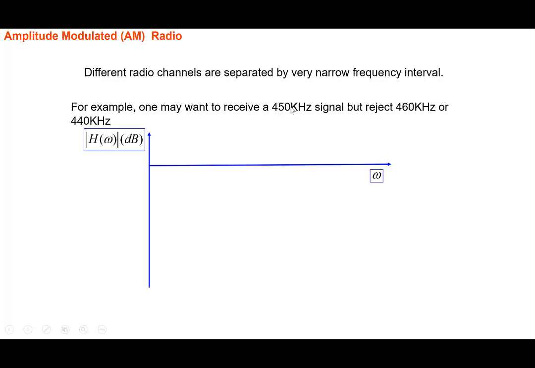You want to accept this particular signal, pass it, and reject both a higher signal and a lower signal. So you're looking at a band pass filter. Let's say this is 450 kilohertz, which you want to pass, and 460 kilohertz is, let's say, somewhere over here, and you want to reject it. Just for the sake of discussion, let us say that this is 0 dB, and we want to attenuate the 460 kilohertz by a factor of 10. So this has to be 20 dB below it, right? So a factor of 10 attenuation.